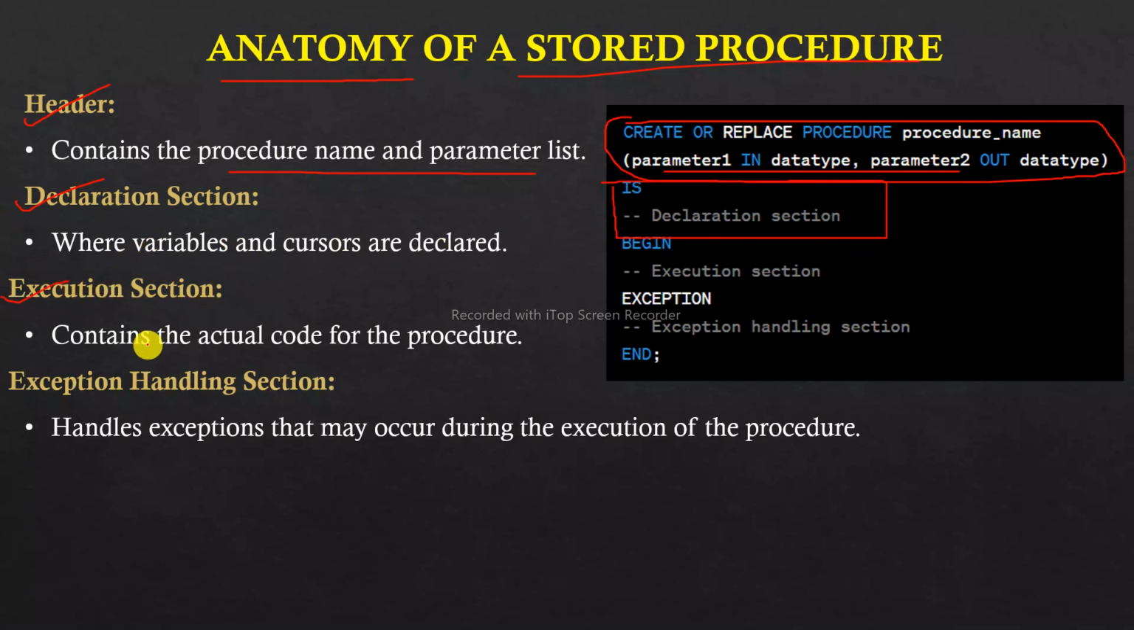Next, the execution section, which contains the actual code of the procedure, and may consist of DML operations or any other DDL operations. Last, we have the exception handling section. In this section we handle the exceptions which may arise during the runtime of the procedure. The exception block handles exceptions that may occur during the execution of the procedure. Those exceptions can be too many rows, too many values, no data found. Likewise many exceptions may arise, and those are handled in this exception block.